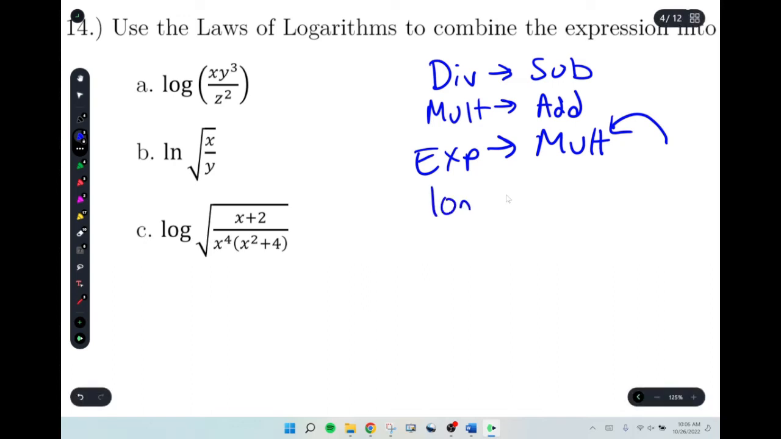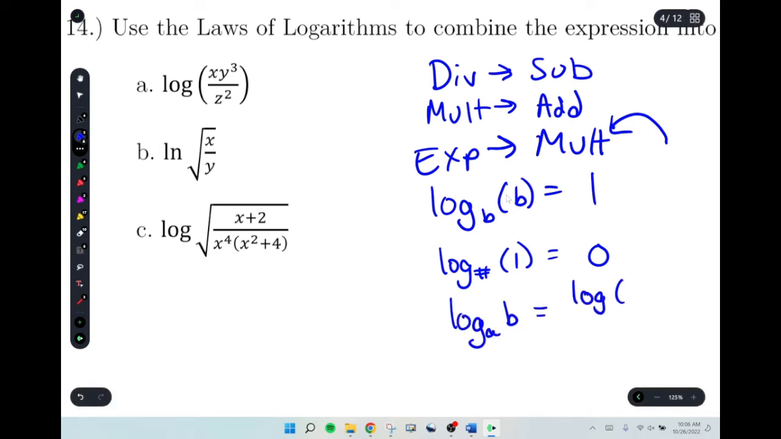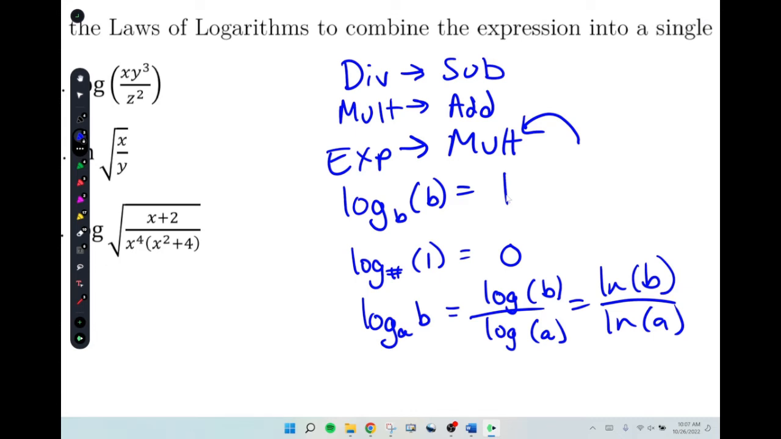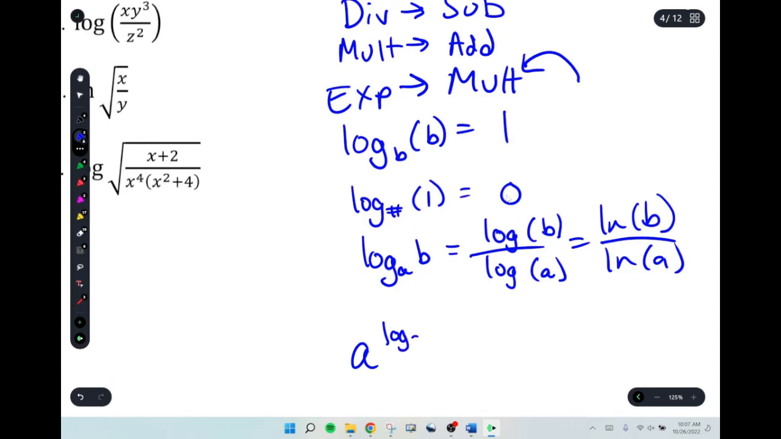There's some laws about like log b of b equals 1 and the log of anything of 1 equals 0. Log AB equals log of B over log of A. Change of base formula equals ln of B over ln of A. We did that to see that it was the same. Oh, good call. A to the log A of X equals X.